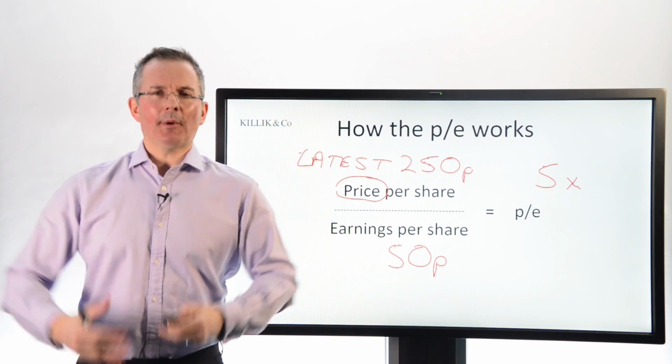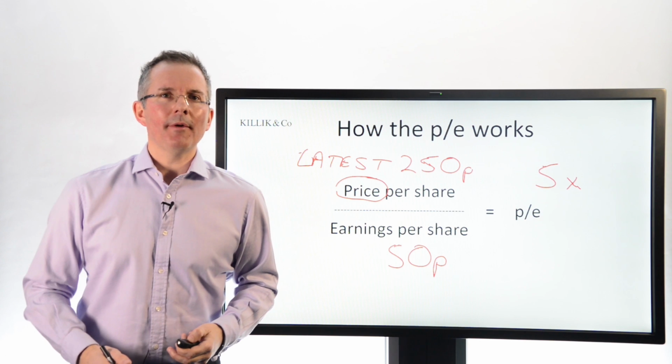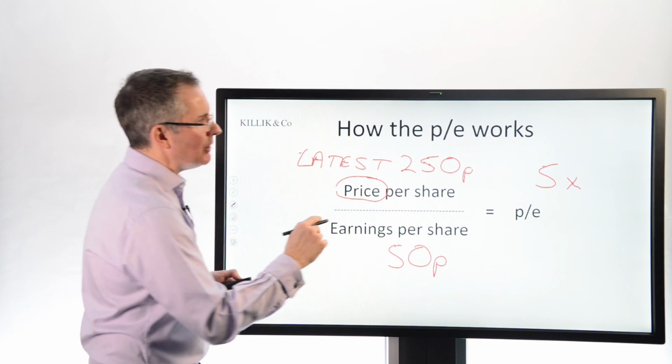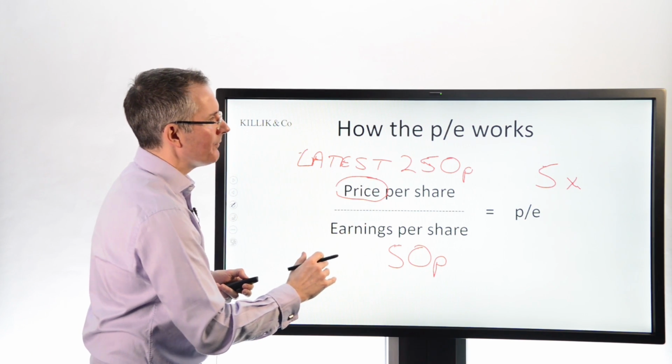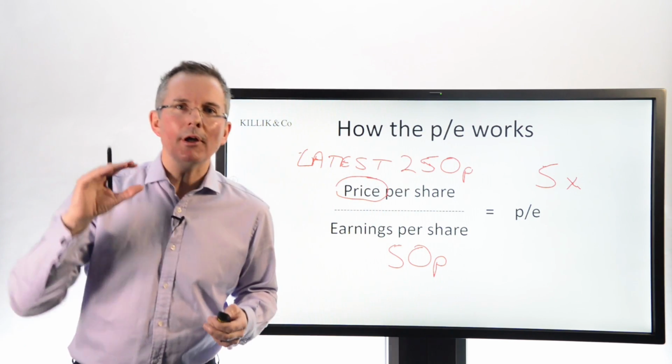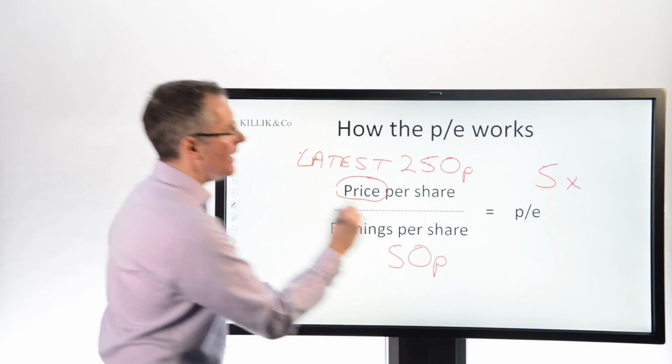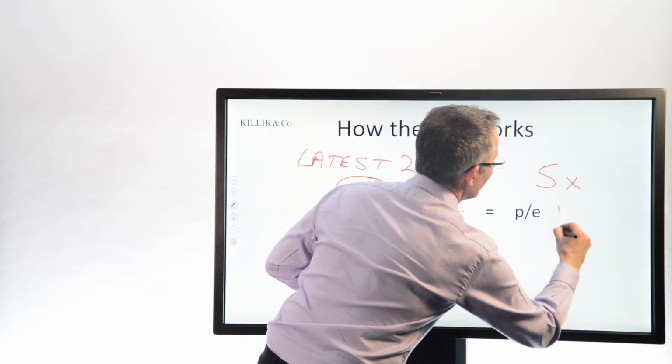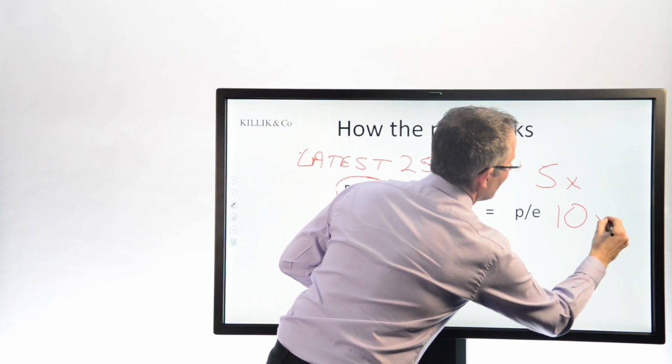Well, that might sound all right. You might say, well, I would wait 5 years, but if you think about it, the PE ratio could be much higher than 5. If the share price is much higher than £2.50, but earnings per share is still 50p, the PE multiple could easily rise to 10 times, for argument's sake.